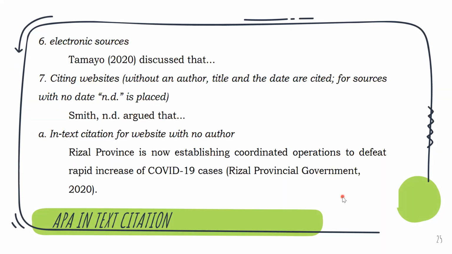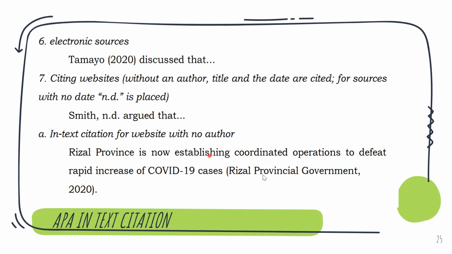Okay? We also have electronic sources, those on the internet, like websites. This is how we do it. For citing a website without an author, title, and date, cited per sources with no date, we place "no date." For example, Smith, no date, argue that. And then another, an in-text citation for a website with no author: Rizal province is now COVID-free, and then Rizal Province Government 2020.